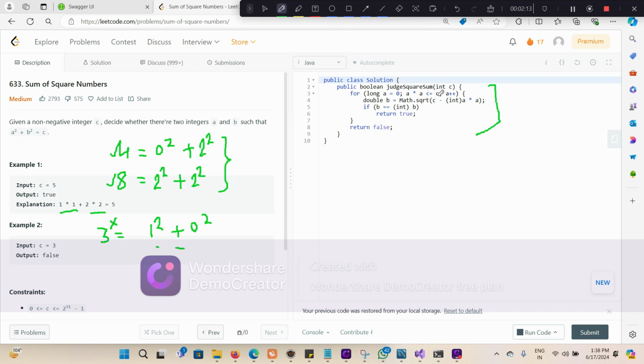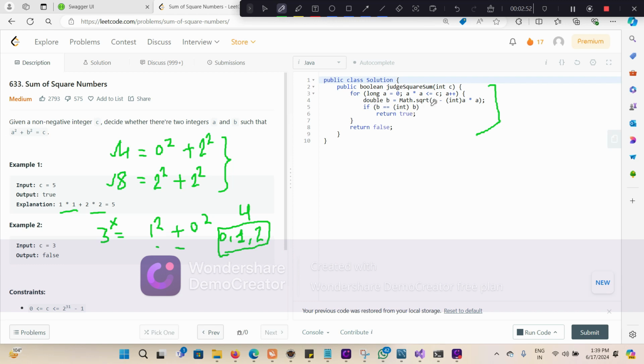Now you can see here I am taking long a equal to 0, while a into a is less than or equal to c. We don't have to traverse till c, but only look for the square values. For example, in the case of 4, only 0, 1 and 2 would be fine, right? 0 square, 1 square is 1, 2 square is equal to 4. So only till here it can be managed. We don't have to go through the entire c, only while a into a is less than or equal to c. So I am going through this traverse loop.